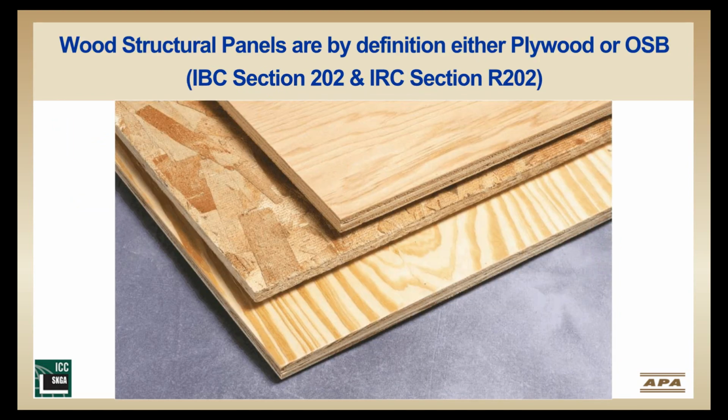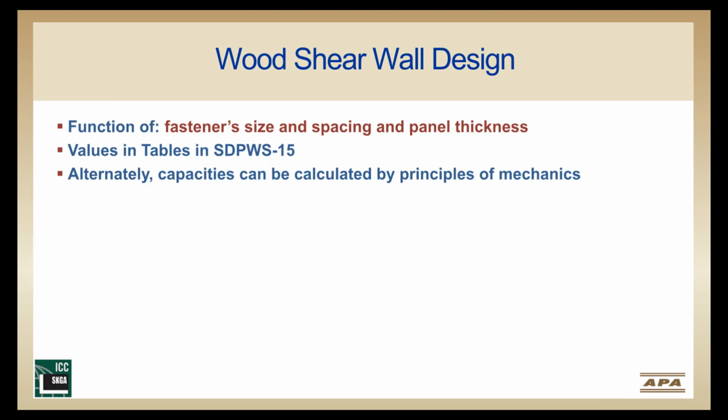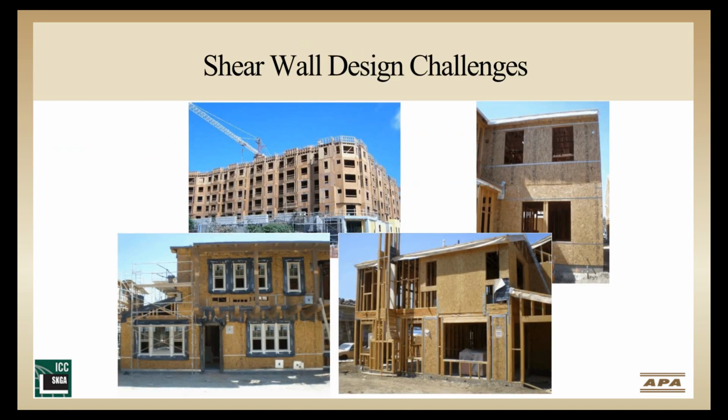By definition, under Section 202 of the IBC or IRC, wood structural panels include plywood and oriented strand board. So going forward, when I use the term wood structural panels, it is intended to include both plywood and oriented strand board products. The shear values are a function of panel thickness, fastener size, and spacing. SDPWS 4.3a provides nominal unit shear capacities for wood frame shear walls using wood-based panels.